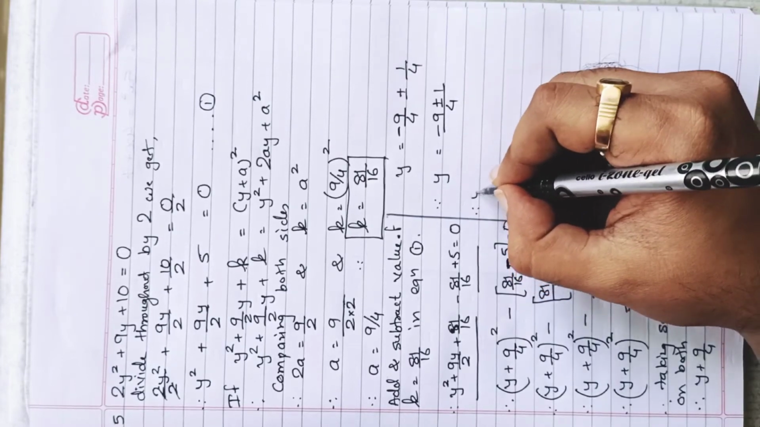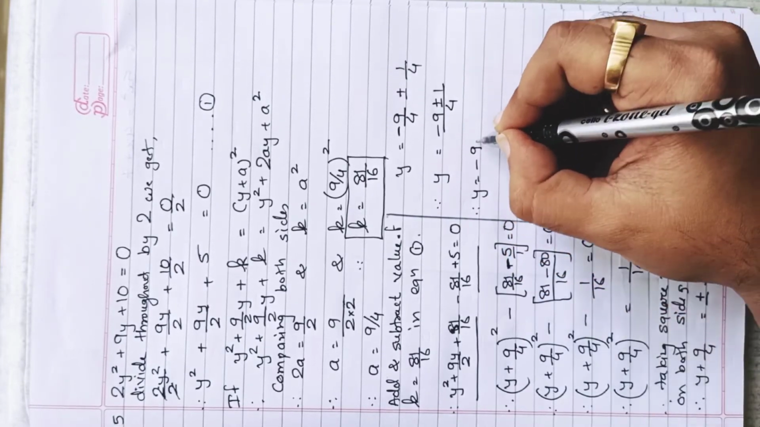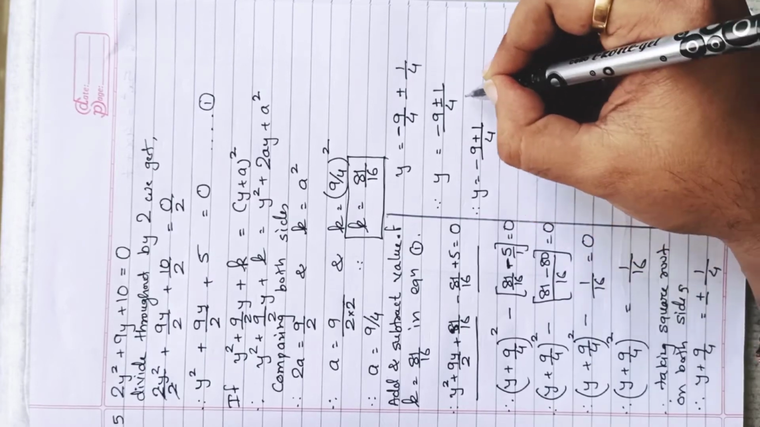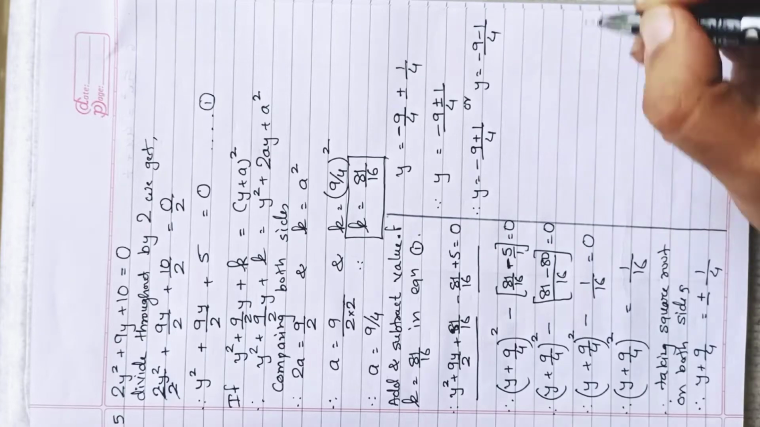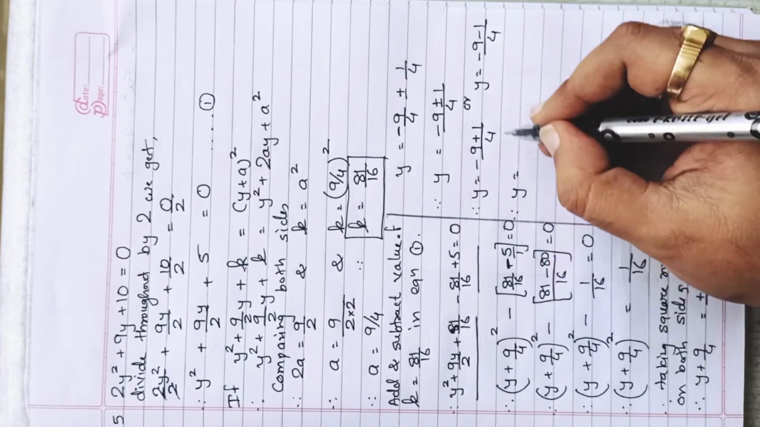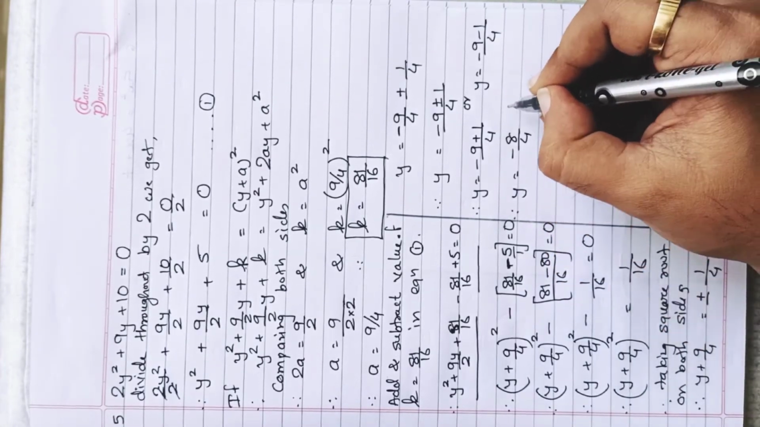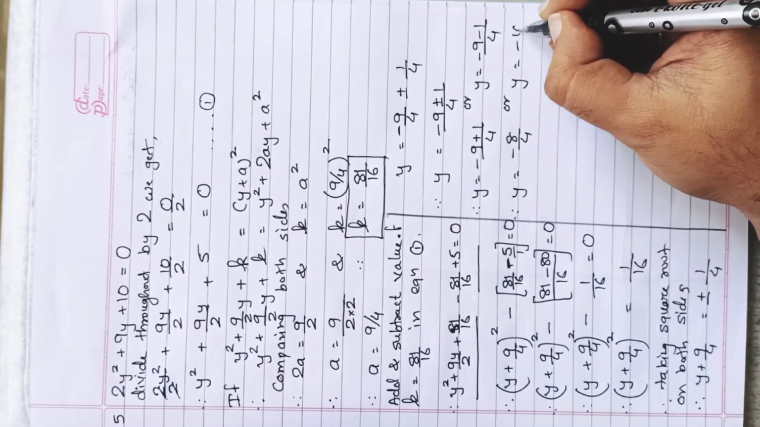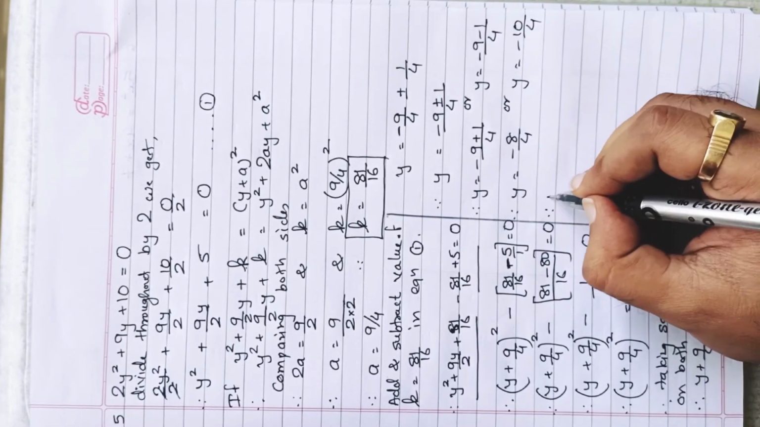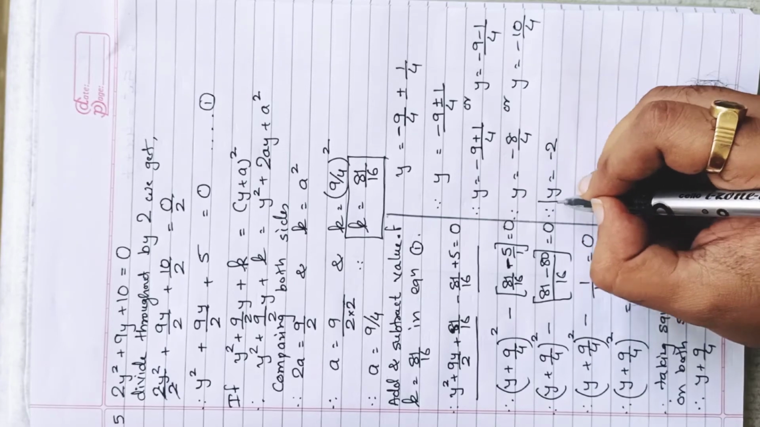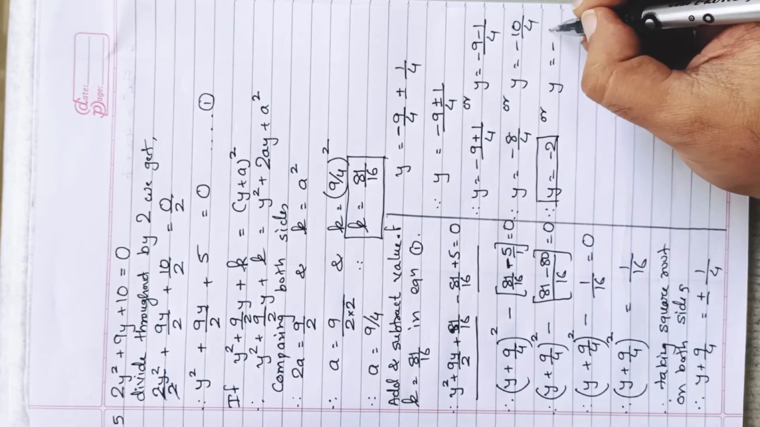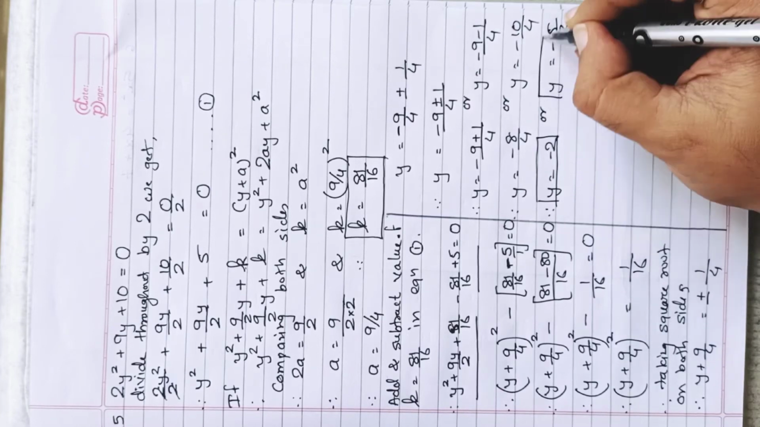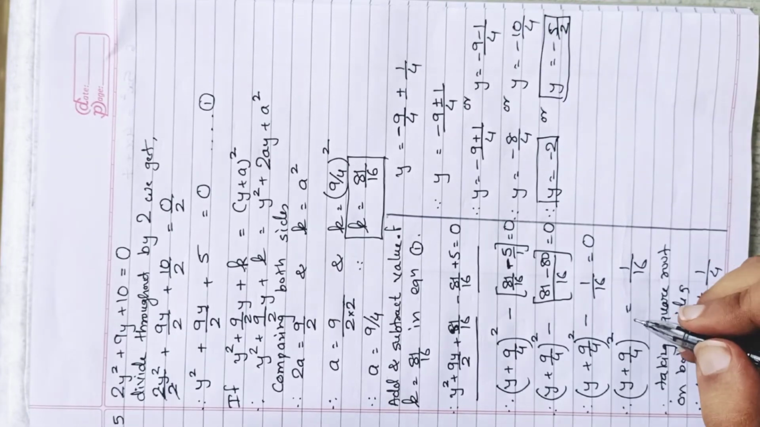Now we'll separate them. Therefore, y equal to minus 9 plus 1 by 4, or y equal to minus 9 minus 1 by 4. Y equal to minus 8 by 4, or y equal to minus 10 by 4. Y equal to minus 2, or y equal to minus 5 by 2. And that's all value of y.